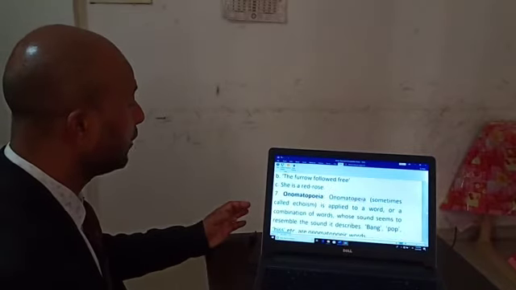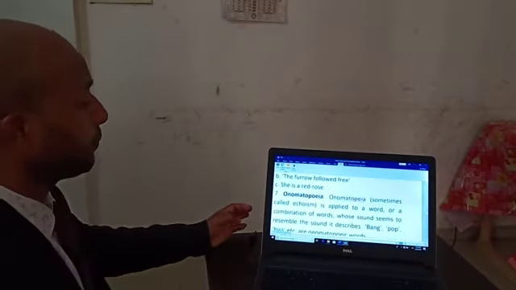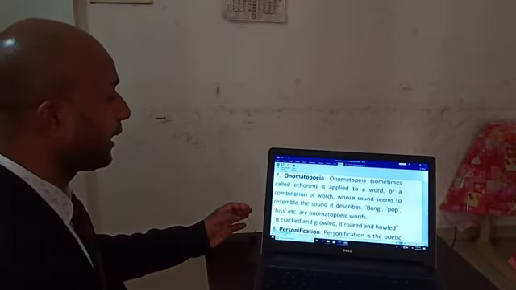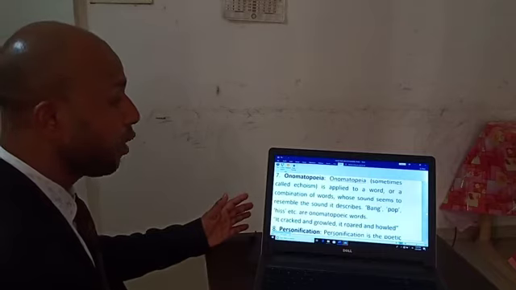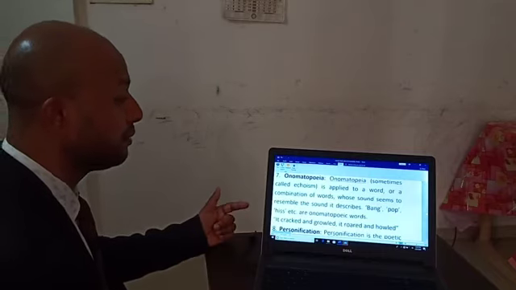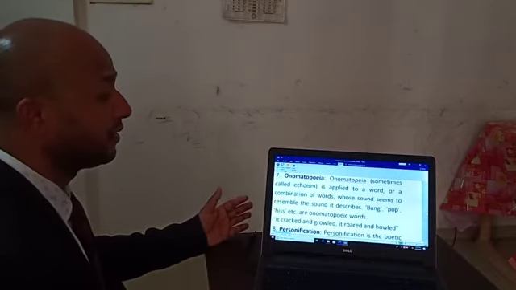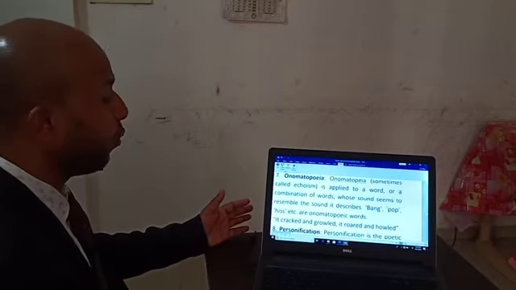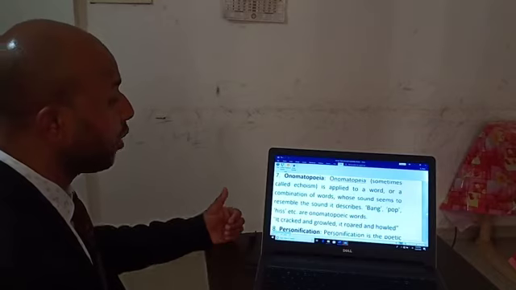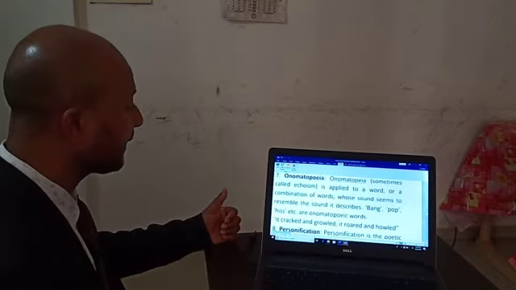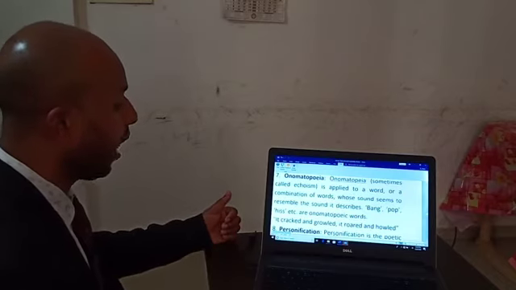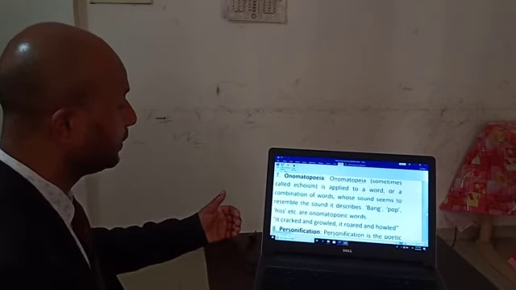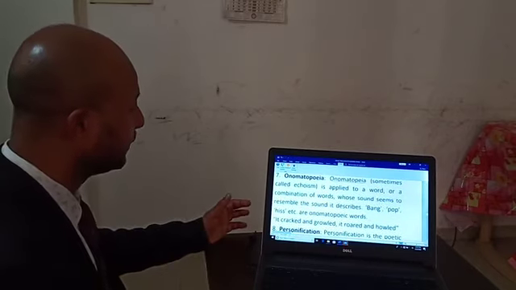Then we move to onomatopoeia. Onomatopoeia, sometimes called echoism, is applied to a word or a combination of words whose sound seems to resemble the sound it describes. Bang, pop, hiss, etc. are onomatopoeic words. It produces sounds, like "it cracked and growled, it roared and howled." See, this way, this is called onomatopoeia, cracked and growled. The sound effect is created through onomatopoeia.